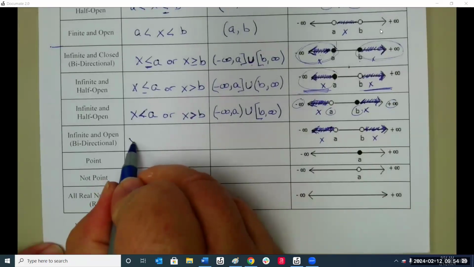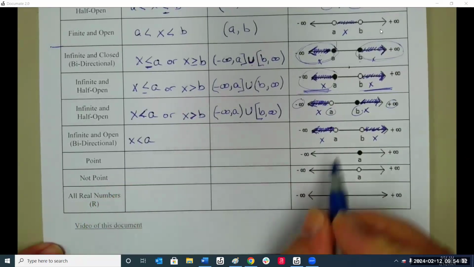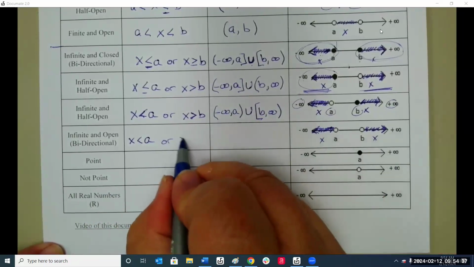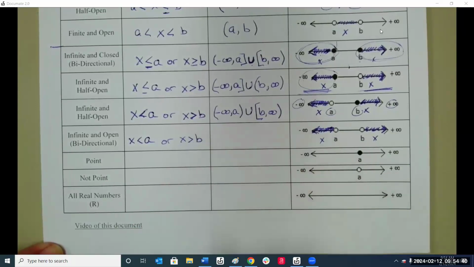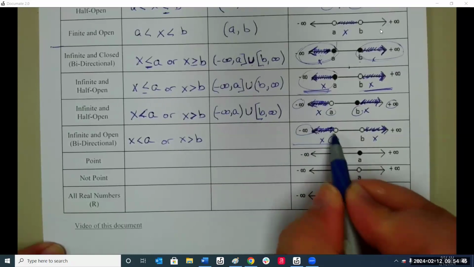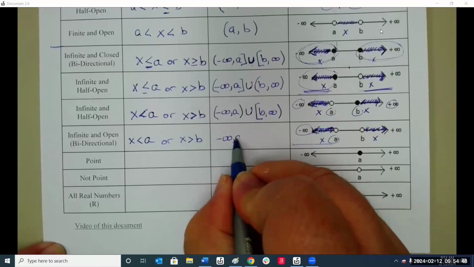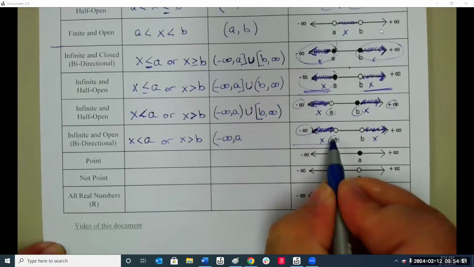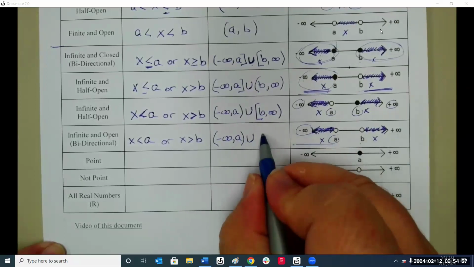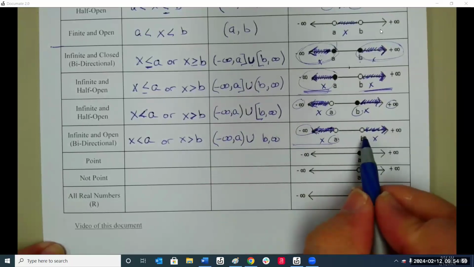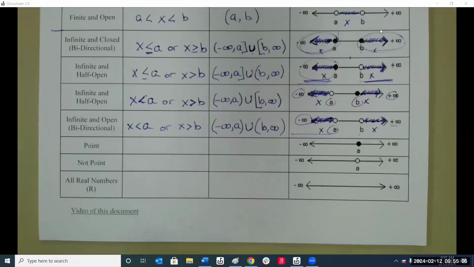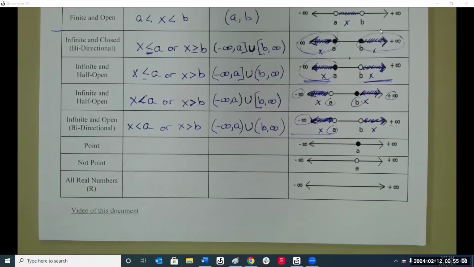So x is less than a, you can't use it, or x is greater than b, and you cannot use that. This first side goes from negative infinity to a, and you can't use infinity and you can't use a. Union with b to infinity. You can't use b and you can't get to infinity. Those are the first three sets, the first 12.